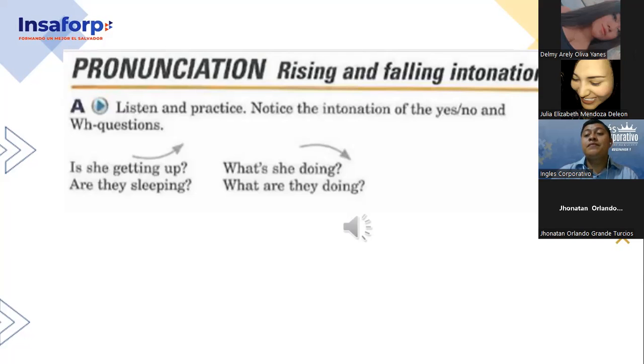Delmi. It's very easy. ¿Cómo es ahí? Ya me olvidó. Is she getting up? Is she getting up? Is she getting up? Ah, sí. Yes. Are they sleeping? What's she doing? What are they doing? Okay, excellent.